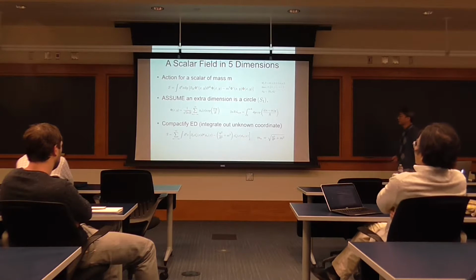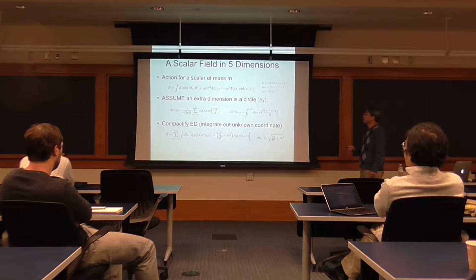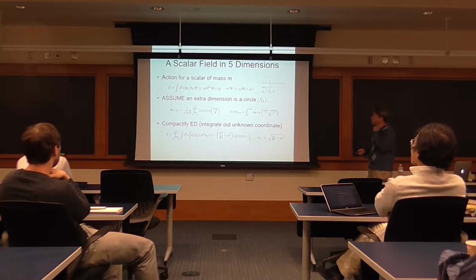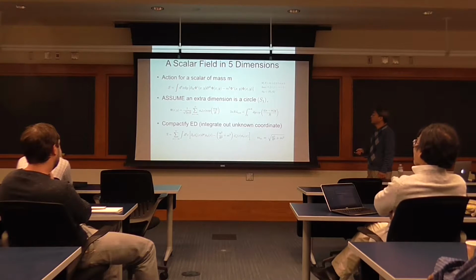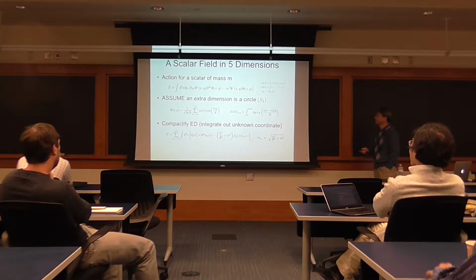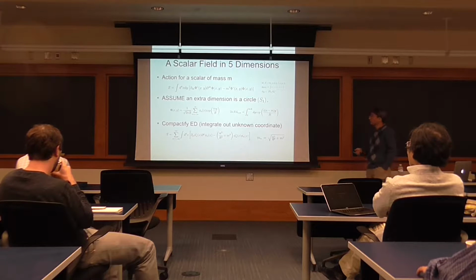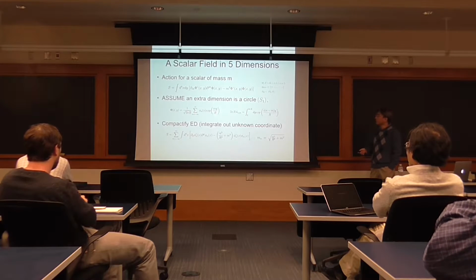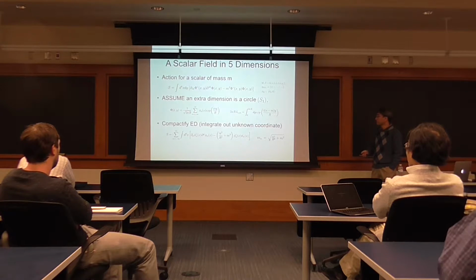Just as a quick, brief example, suppose we have a scalar field in 5 dimensions. Let me write down a simple massive scalar field of mass m in this way, where y is the extra dimensional coordinate. Then, assuming the extra dimension is a circle, we can expand the field, big phi, in terms of Fourier modes, in terms of exponential functions. This exponential function satisfies this simple relationship: if you multiply two basis functions and integrate over the extra dimensional coordinate, you get a Kronecker delta. Using this relationship, you can integrate out the unknown degree of freedom, which is the extra dimension. Then you get this equation, this Lagrangian.